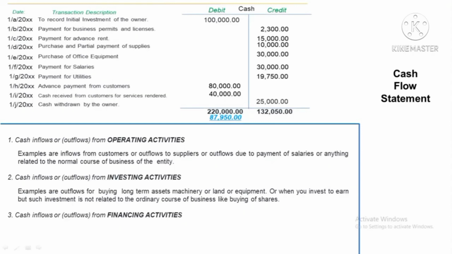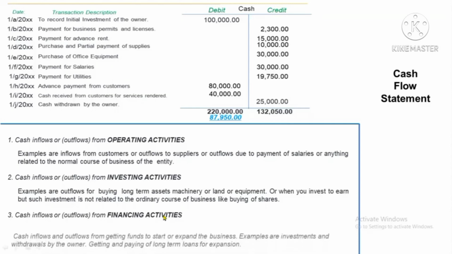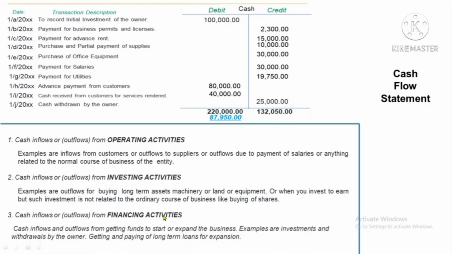There is a twist though. What is it? When the investment starts paying off, of course, the entity will receive interest and dividends. Those receipts will be generally classified as inflows from operating activities despite being a result of investing activities. So that's the twist, and you need to remember that. Now let's go to this. So inflows and outflows from financing activities are cash inflows and outflows from getting funds to start or expand the business.